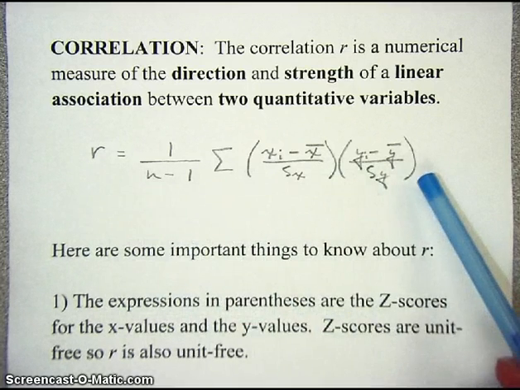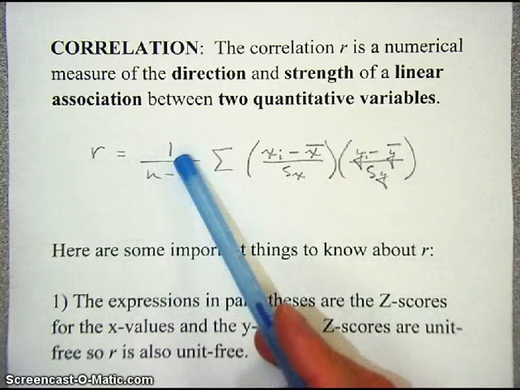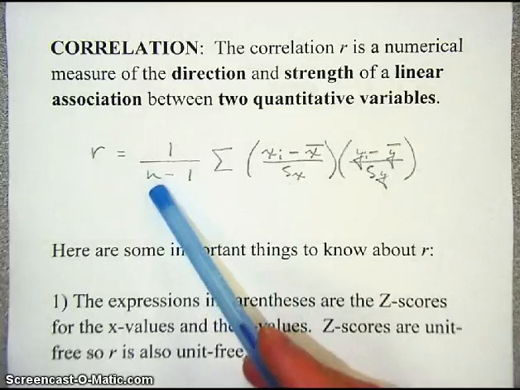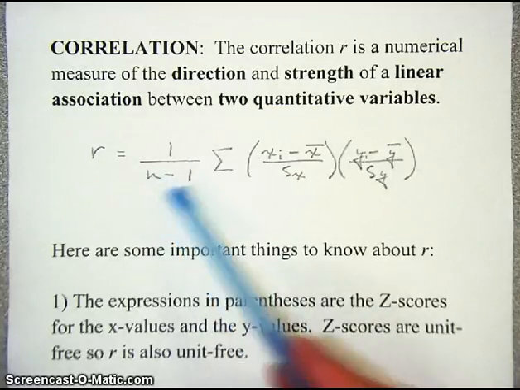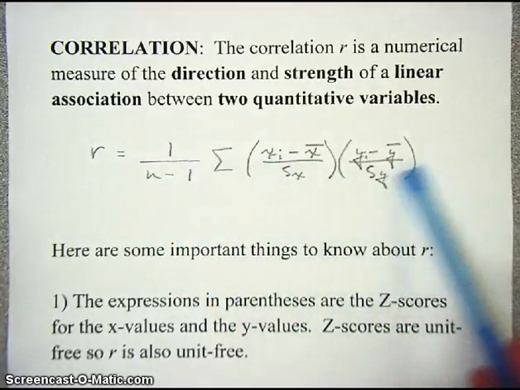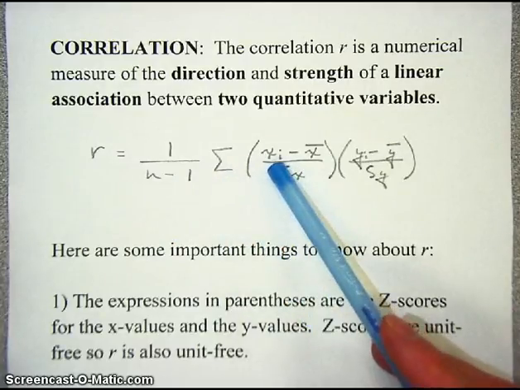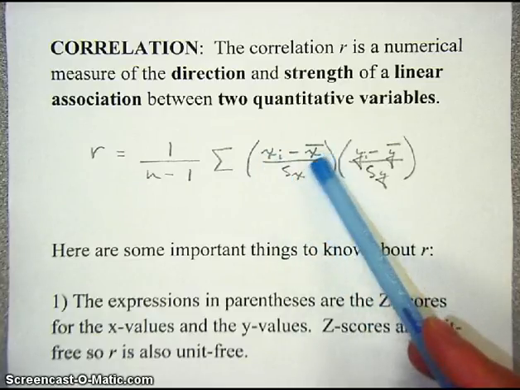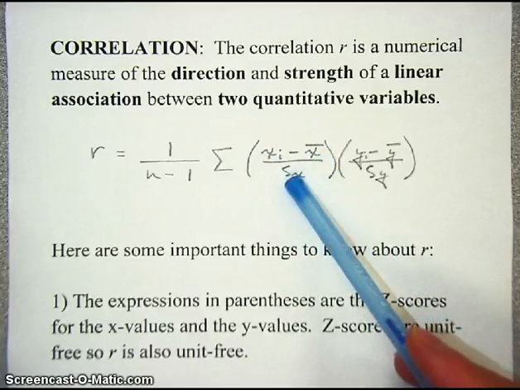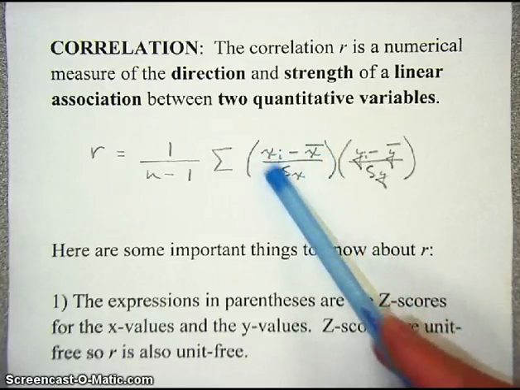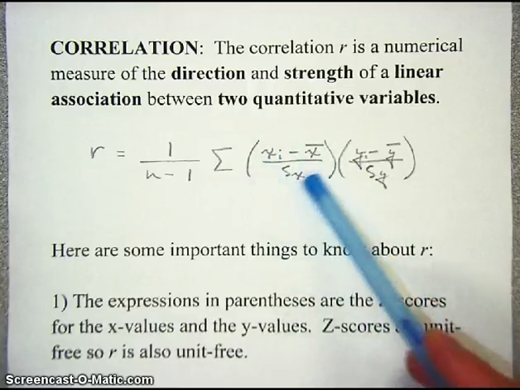It's quite nasty looking. R equals 1 over n minus 1, where n is the number of observations we have. And then we have this big sum right here. This means sum. What we do here is we take, for the first value in our data set, that x value and we subtract the mean of all the x's and divide by the standard deviation of all the x's. That right there forms a z-score for that first observation.